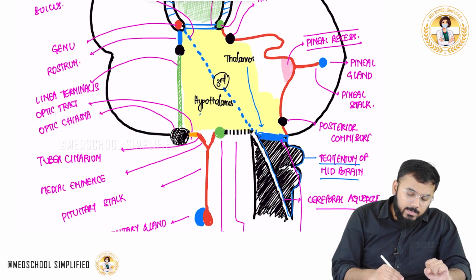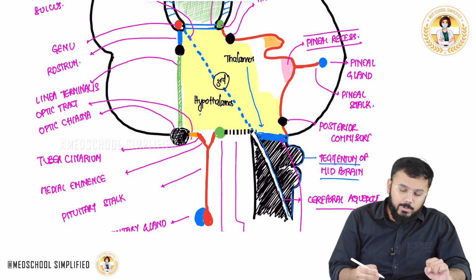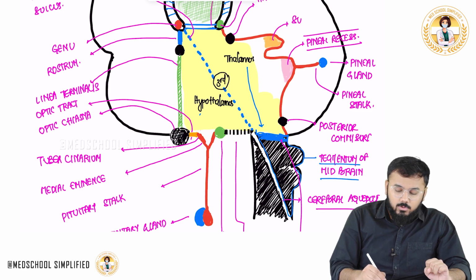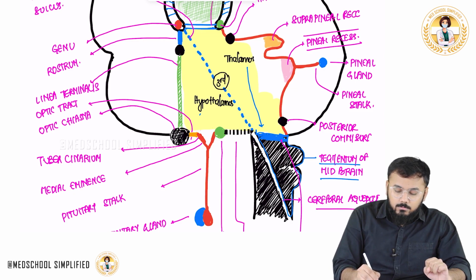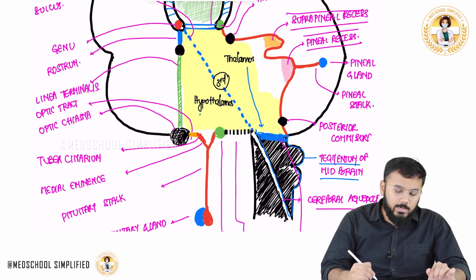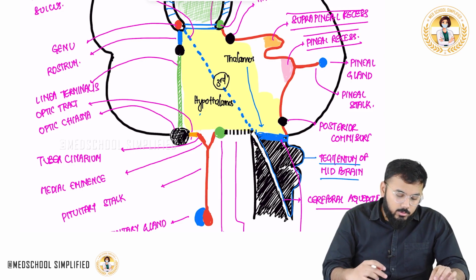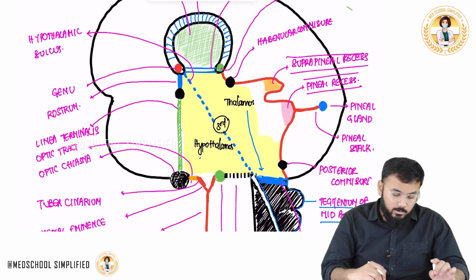Now above the pineal recess, you see this depression over here. Can I call this the suprapineal recess because it is located above the pineal recess? So this one is called the suprapineal recess. So this is your pineal recess and above that is the suprapineal recess, right? This is one of the very important things you need to know.